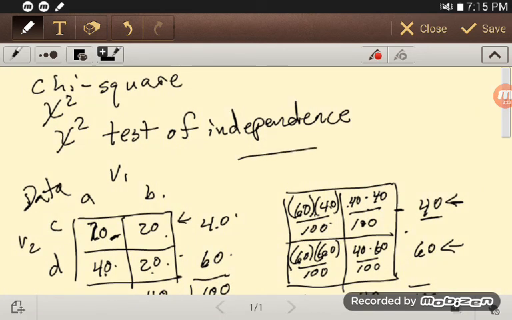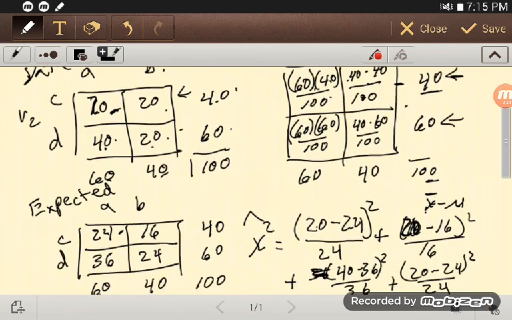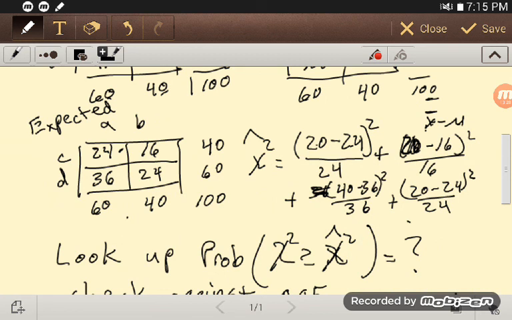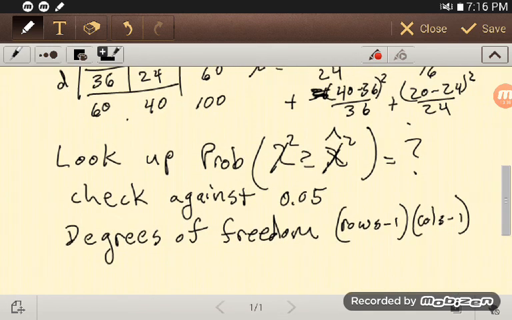It doesn't matter how many rows or columns we have, we just fill everything in the same way, evaluate this chi-square number the same way, and then the only difference in looking it up is our degrees of freedom. So that's what we have for chi-square test of independence.